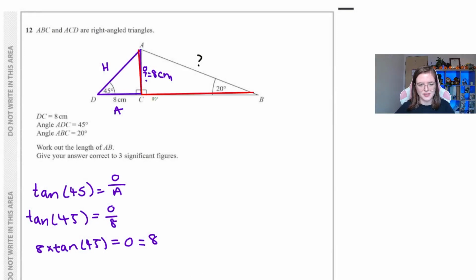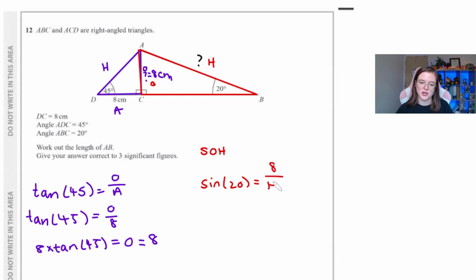So then this length here is 8 centimeters, which I can then use in my other bigger triangle, the ACB one. So I need to find the hypotenuse of that triangle. If I write that out, I need to find the H, and I know the opposite, which is 8. So that's going to be SOH, because I have S, and then O and H. O is what I have, and H what I want to find. So then I have sine of 20 is equal to O, which is 8, over H, which we don't know.